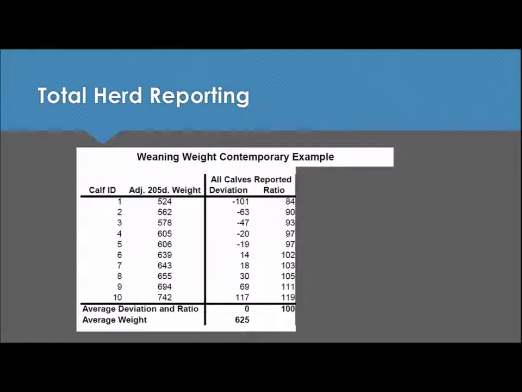So here I have a calf crop of only 10, and we're looking at adjusted 205-day weaning weights, and the average is 625 pounds out of these 10 calves.